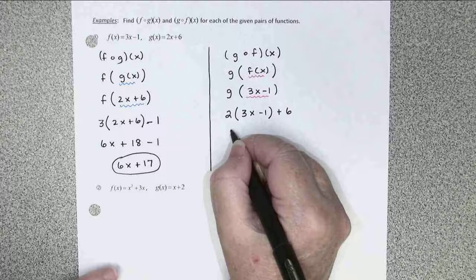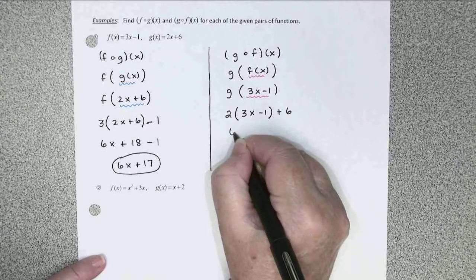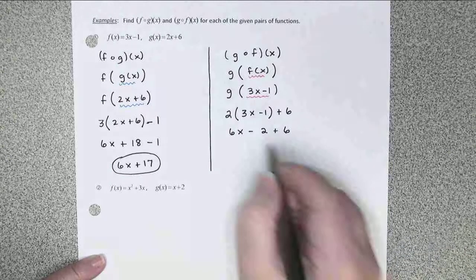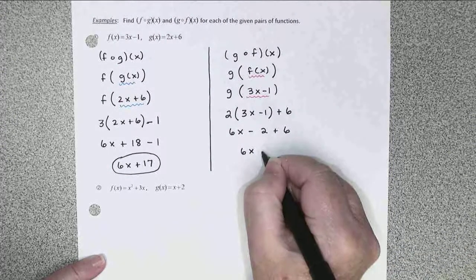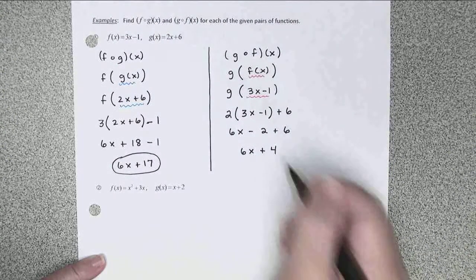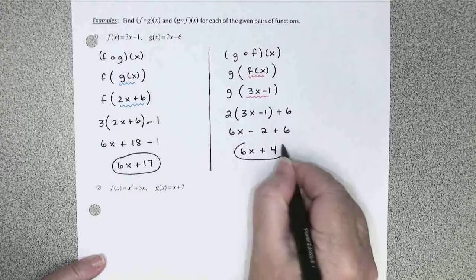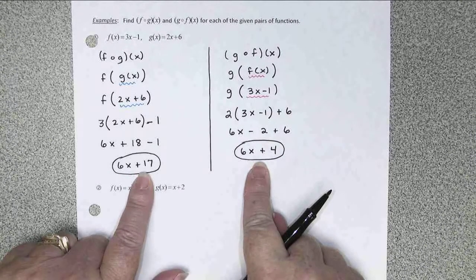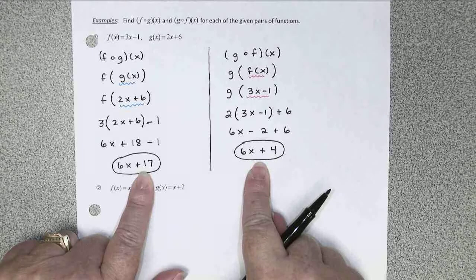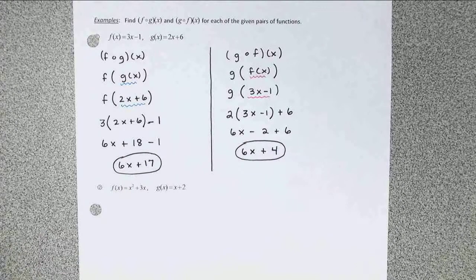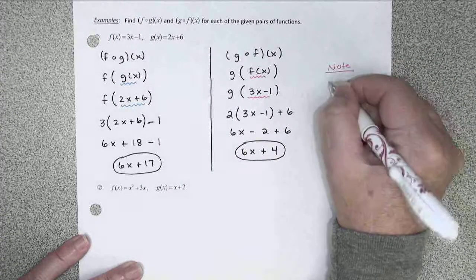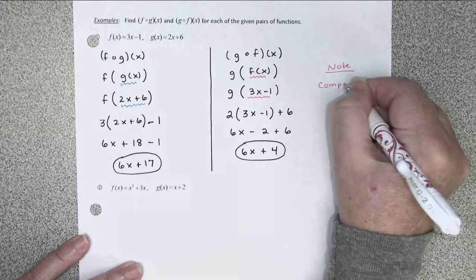Again, we'll just do a little bit of algebra to simplify. I'll distribute the 2 first and then just combine my like terms. 6x plus 4. And you'll, of course, notice right away that we definitely got a different answer when I reversed the order. So we can draw the conclusion here that composition is not commutative.